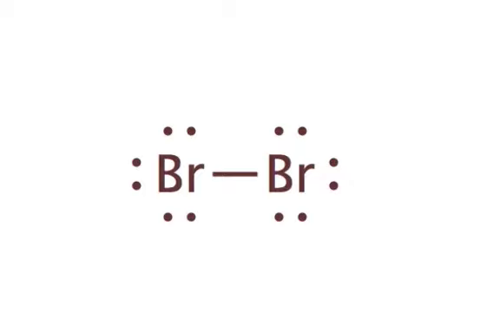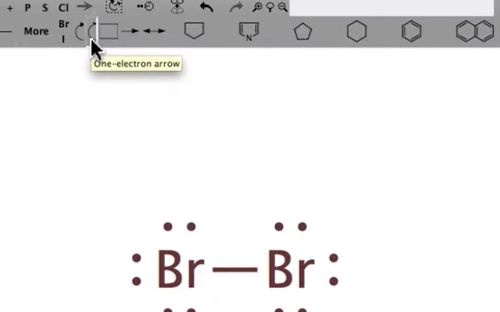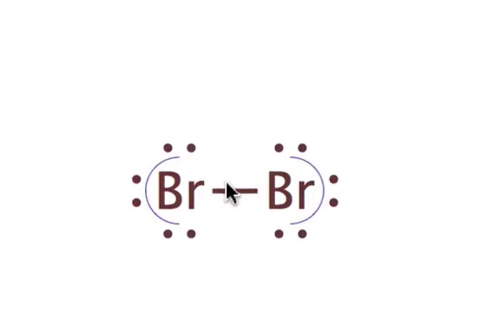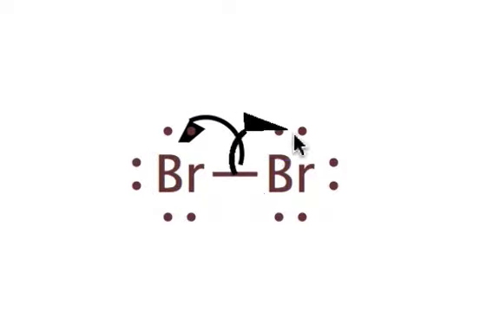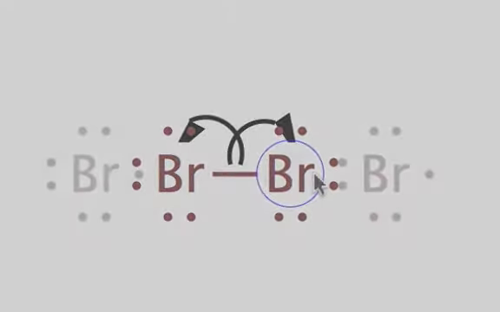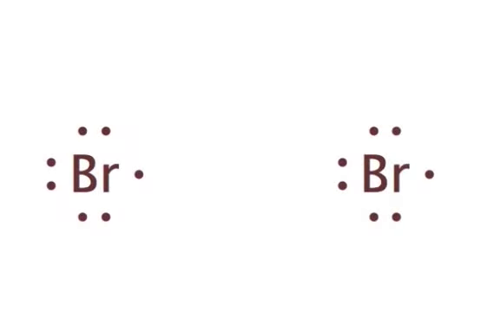here on the right. Before we show how radicals can add to alkenes and alkynes, let's go ahead and see how we could show this homolytic fragmentation in ACE. By using the one electron arrow, I could highlight my bond and show two separate one electron arrows going to each bromine atom. And now after I click on View Products in the ACE mechanism calculator, I could see that my two bromine radicals are generated.